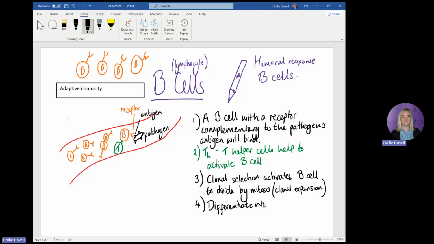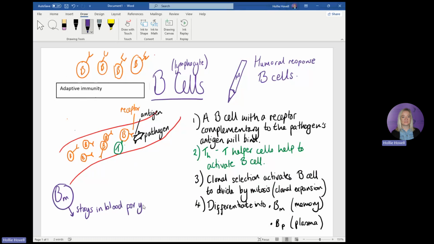And they're going to become two things called BM, which stands for B memory cells, and also BP, which stands for plasma cells. So let's have a look at what B memory and B plasma cells actually do. A B memory cell will stay in your blood for a long time, years, maybe 10 years. So it stays in blood for years.